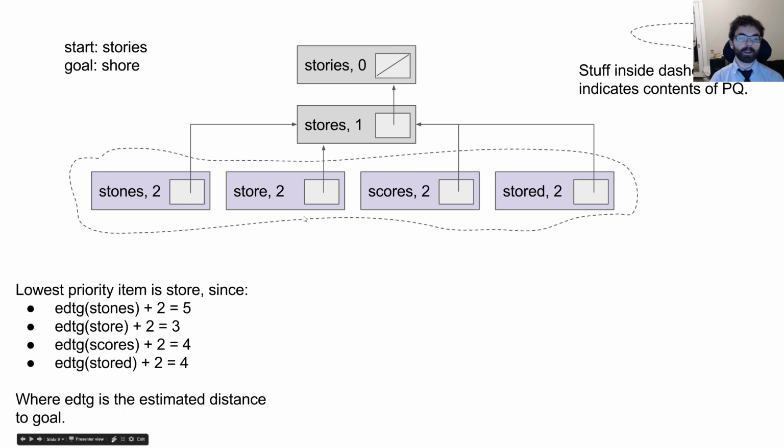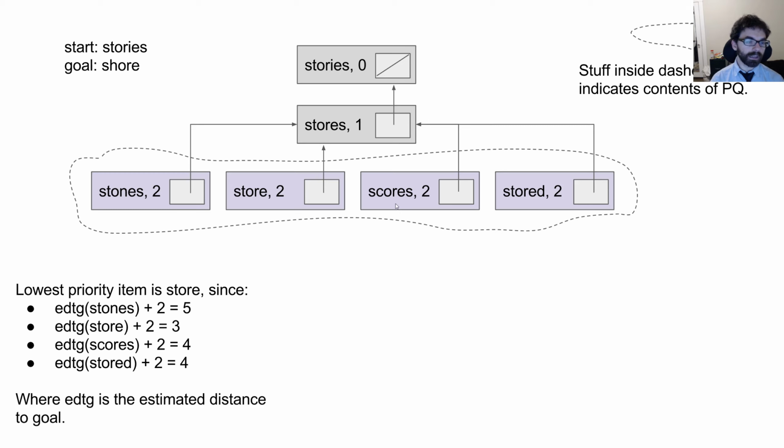Okay, so if we look at all of our particular possibilities, it could be stones, store, scores, or stored. All of them have a moves value of 2, but they each have a different estimated distance to goal. Stones, for example, has an estimated distance of 3. To get to shore, we would need to change T to H, we would need to change N to R, and we need to drop this S. So that's 3 changes needed. Store, by contrast, has only 1 change needed, so that's going to be a total of 3. If we think about the estimated distance plus distance so far, and each of these has 2, assuming that I didn't mess it up, stones should be a total of 5.